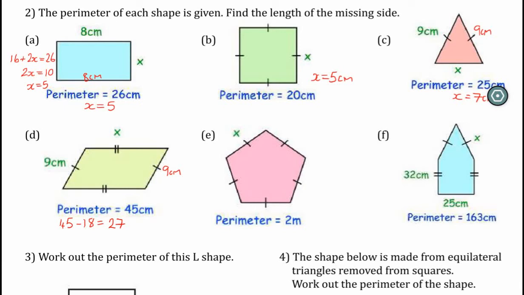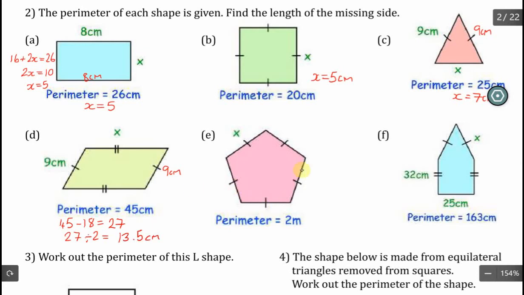And then when we subtract, when 27, we can halve that because these are both the same length to find x. So 27 divided by 2 is 13.5.